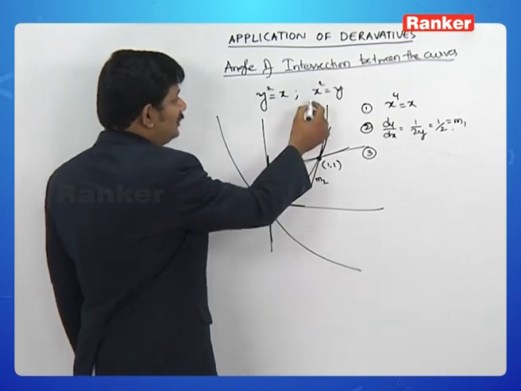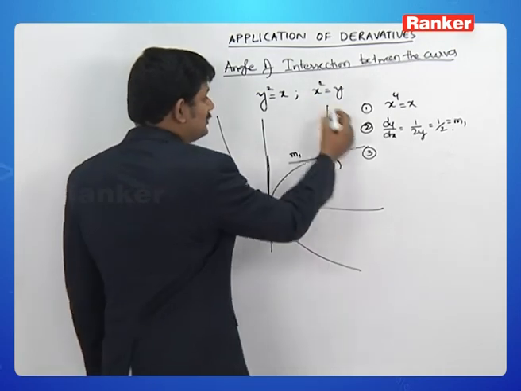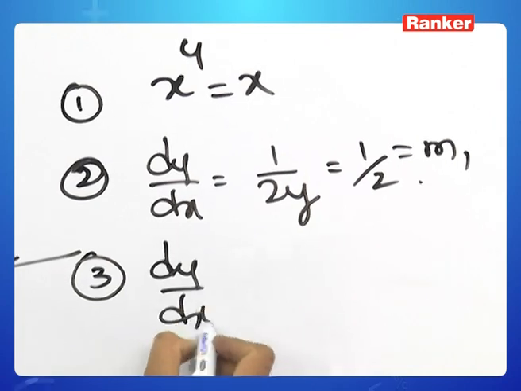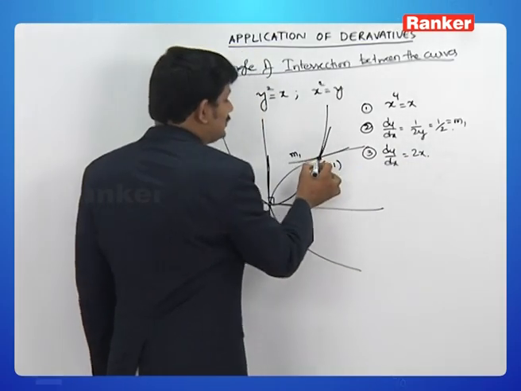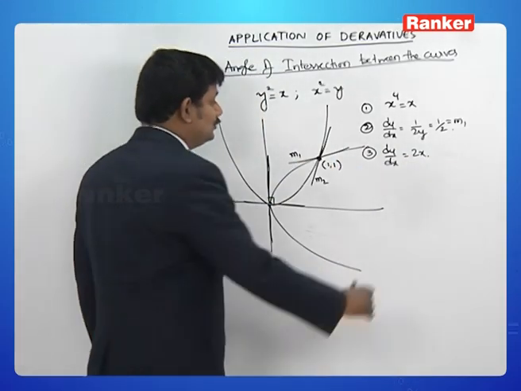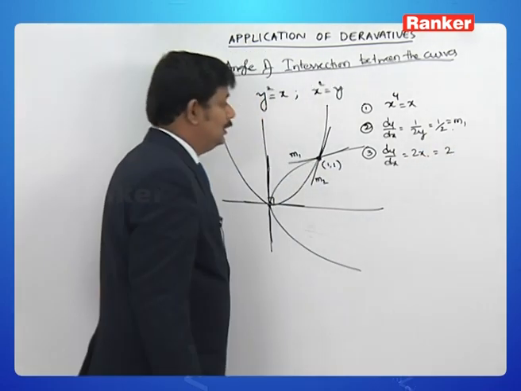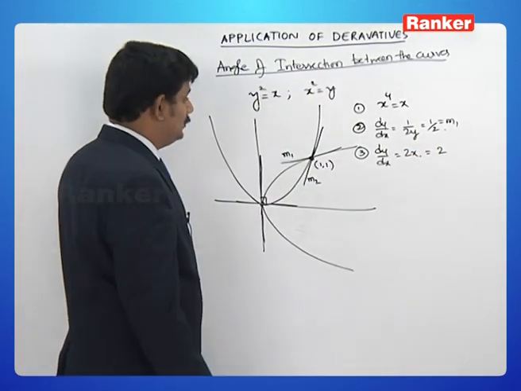Now dy by dx for the curve x square is equal to y. dy by dx is 2x, and we are discussing the point 1 comma 1. So, dy by dx is 2. So, the slope of the tangent is 2.